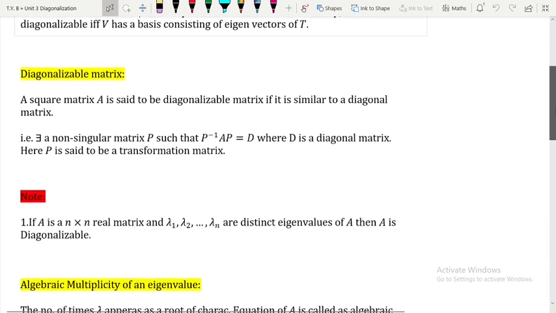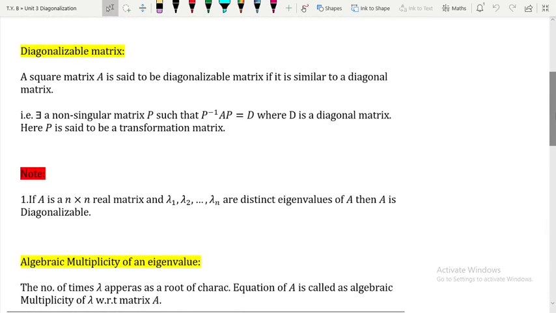Now the next thing is the algebraic multiplicity of an eigenvalue. We have already learned the concept of eigenvalue. Now what do you mean by algebraic multiplicity? It is very simple. We have already seen the concept of multiplicity of a root. Actually an eigenvalue is nothing but a root, right? So algebraic multiplicity of an eigenvalue is nothing but the number of times that eigenvalue appears as a root of the characteristic equation.